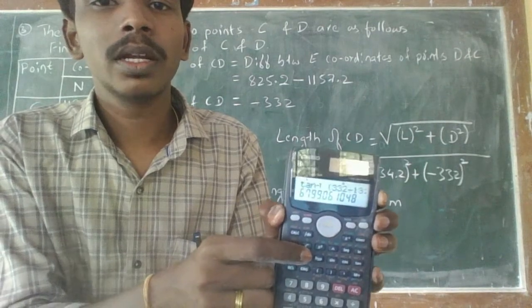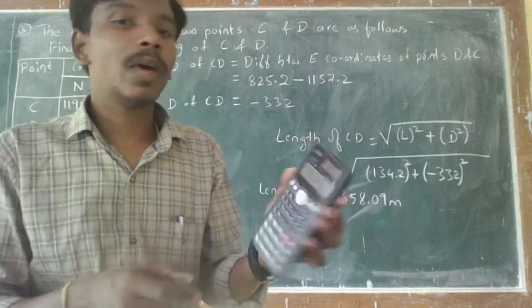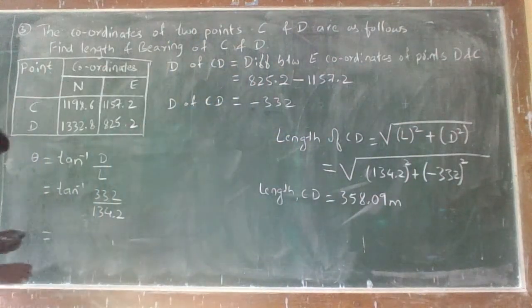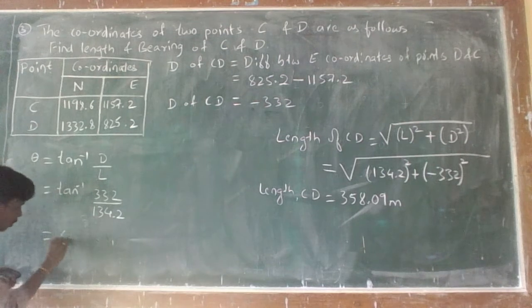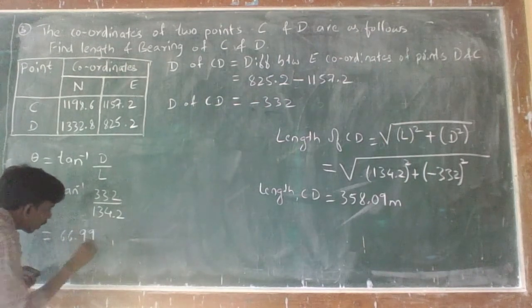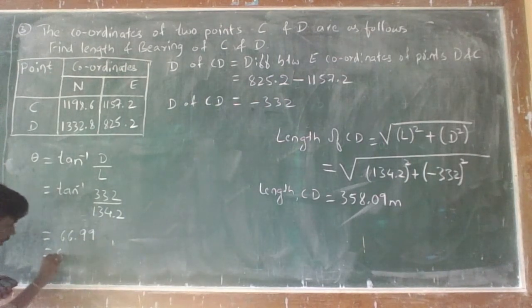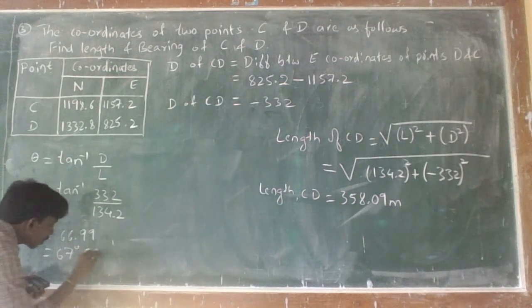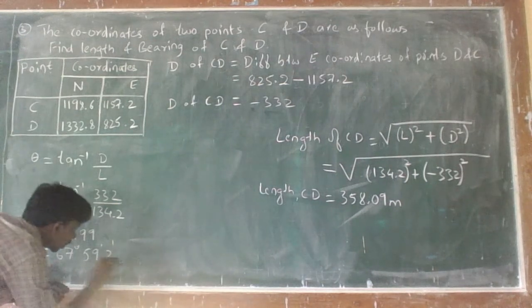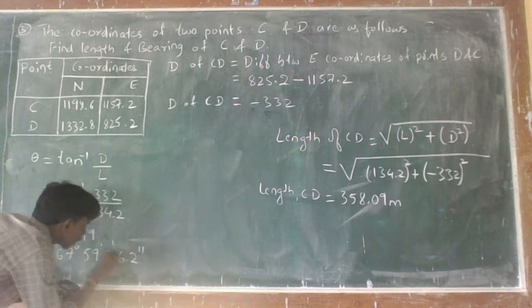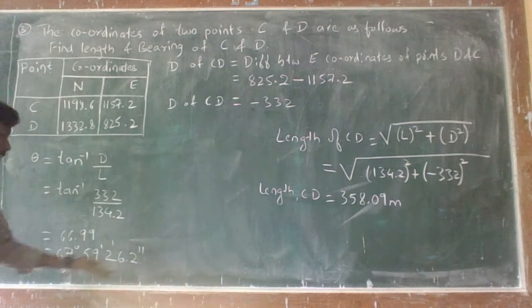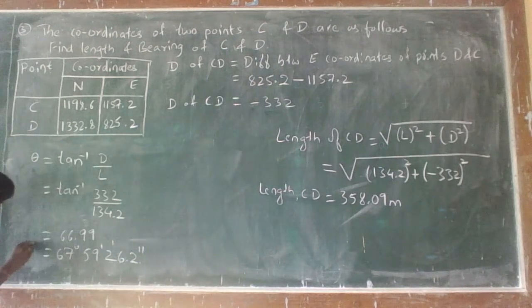Now here press the degree button and you will get the value in degrees, minutes and seconds. Now 67.99, that will be written in degrees, so that will become 67 degrees 59 minutes 26.2 seconds. So this is the theta value. So this will be the bearing of the line CD.